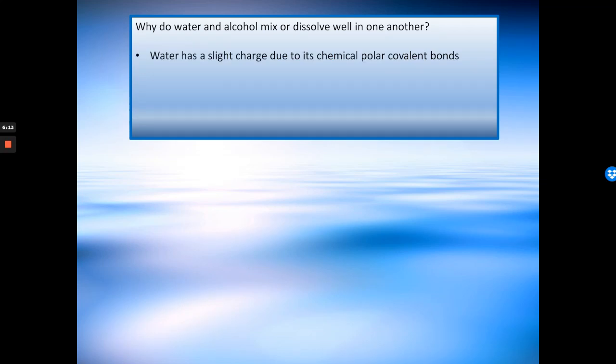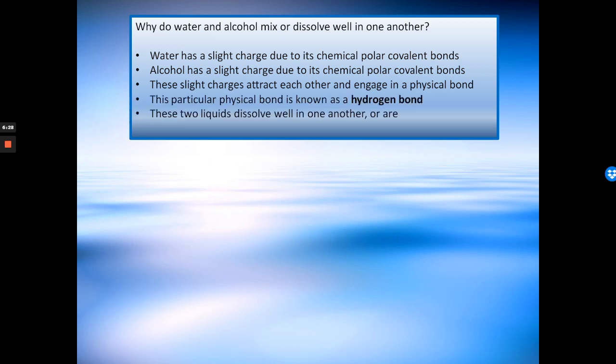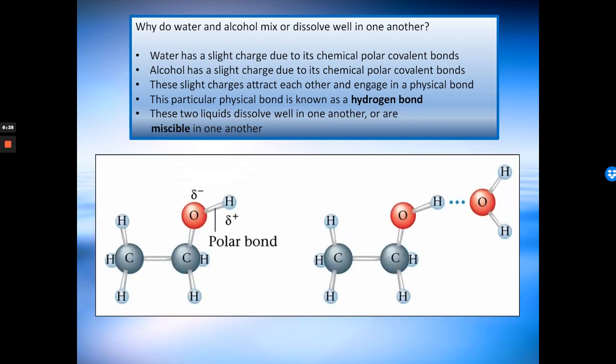So why do water and alcohol mix or dissolve well in one another? Well, remember, water is slightly polar. Alcohol is also slightly polar. So these slight charges attract each other and engage in a physical bond. In particular, it's known as a hydrogen bond, when these two liquids dissolve well in one another or are miscible in one another. We'll talk a little bit more about these intermolecular forces later.